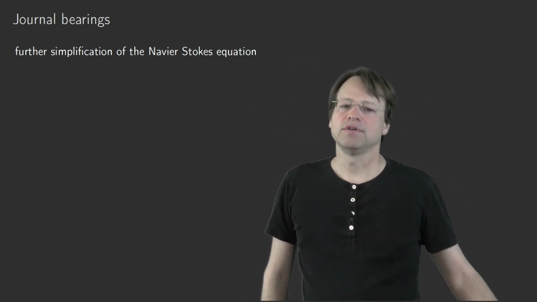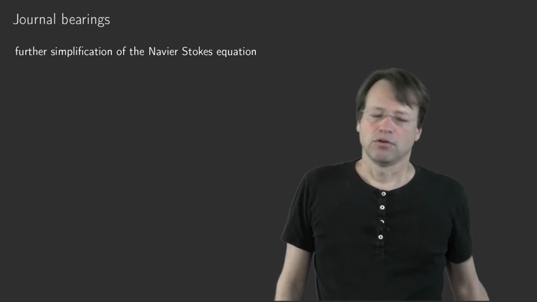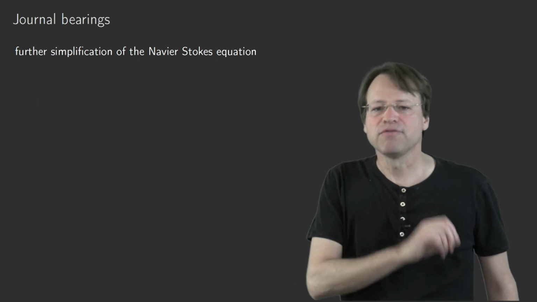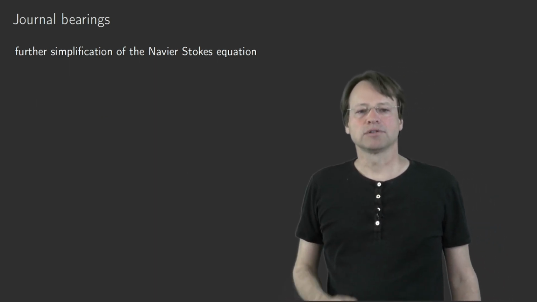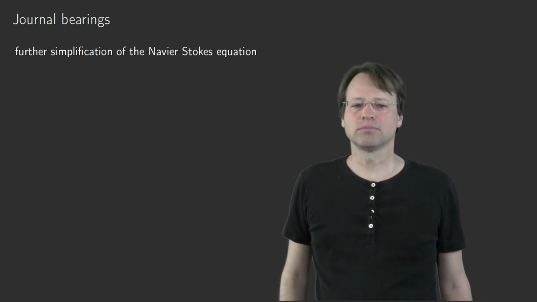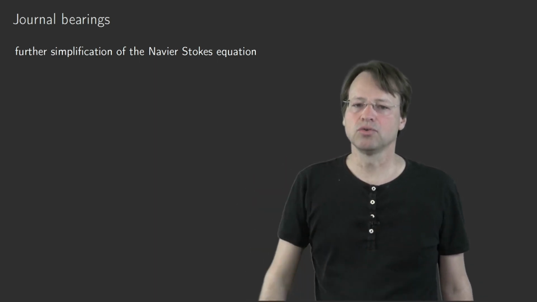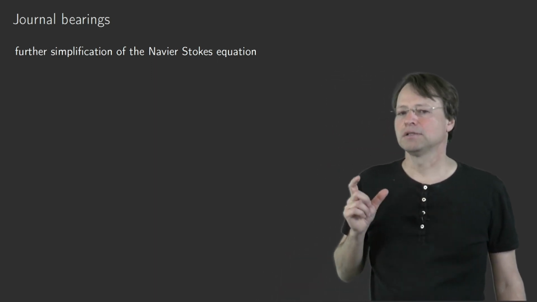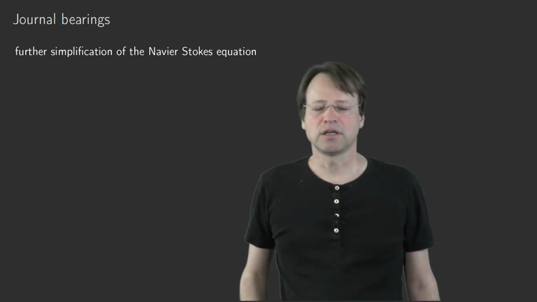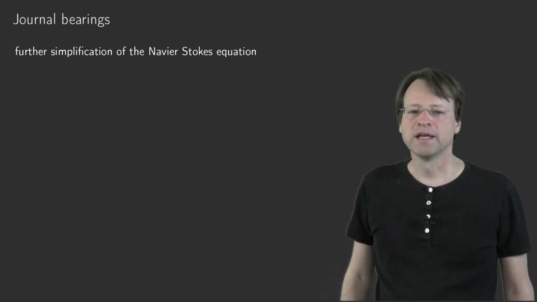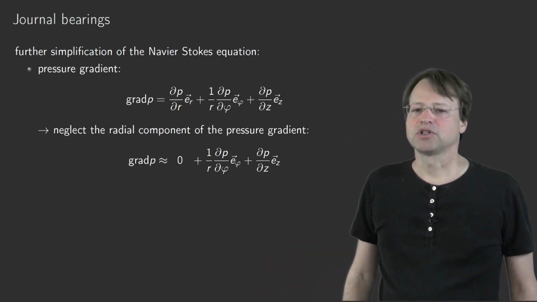So how can we simplify? I would say further simplify, because we already simplified the Navier-Stokes equation. We considered incompressible fluids and we neglected the inertia terms, and now we have a pressure gradient included and we have the viscosity included. And how can we simplify the pressure gradient and the viscosity components? That's the first question in that video. So let's have a look at the pressure gradient.